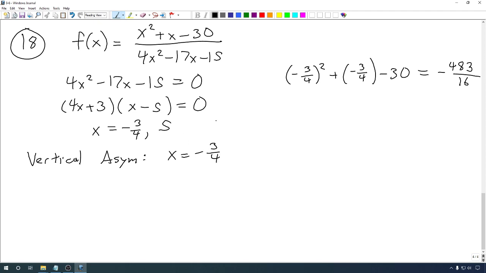What about 5? Well, if you plug 5 into the numerator, we have 5 squared plus 5 minus 30. We have a 25 plus a 5 minus a 30. And that actually does give us 0. So this could still be a vertical asymptote, but we're not sure at the moment. We're going to take the limit as x goes to 5 of our function just to see what happens.